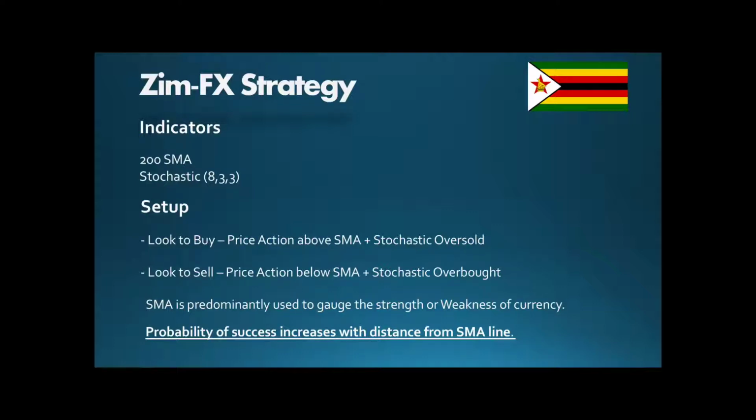For the strategy, you'll need to apply the 200 SMA, stochastic set to 833. For the trade setup, we look to buy when the price action is above the SMA and stochastic is oversold, and look to sell when price action is below SMA and stochastic is in overbought territory. The SMA is predominantly used to gauge the strength or weakness of the currency, and the probability of success increases as the distance in price action increases from the SMA line.